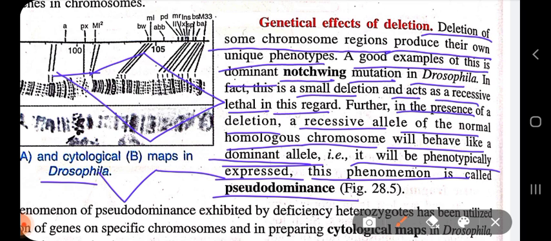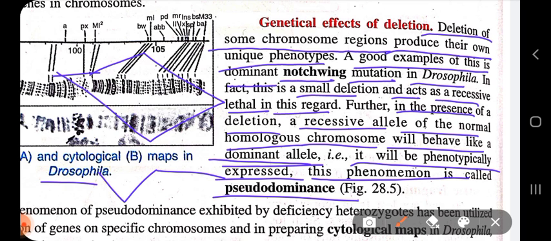You can see more about pseudodominance. Pseudo normally means false, and dominance means trying to dominate the other genes. So pseudodominance is a condition where the recessive allele will try to mimic, just like a mimicry, the pattern of a dominant allele.